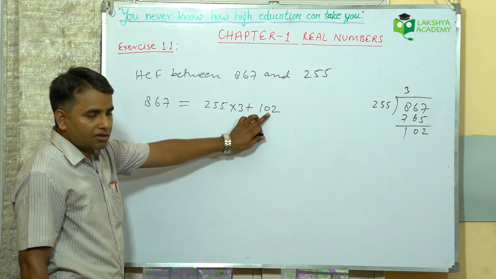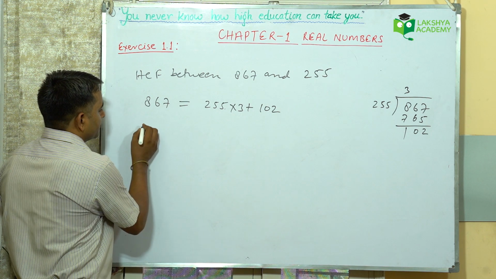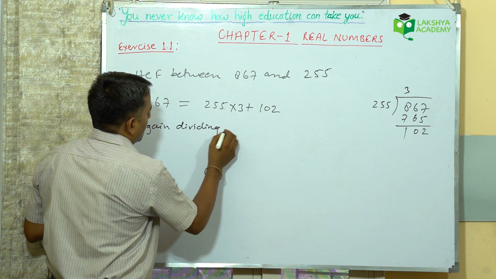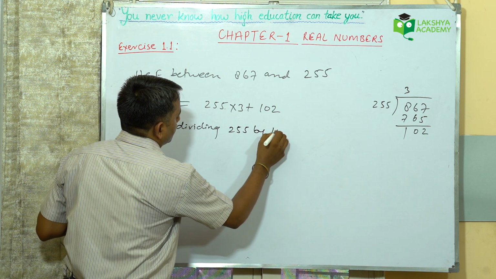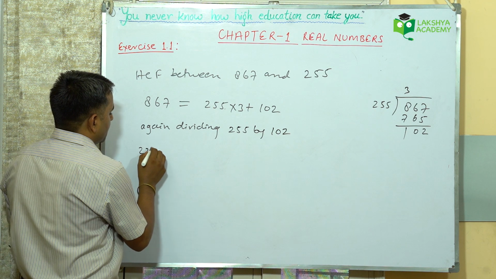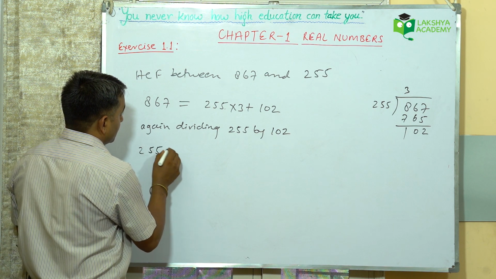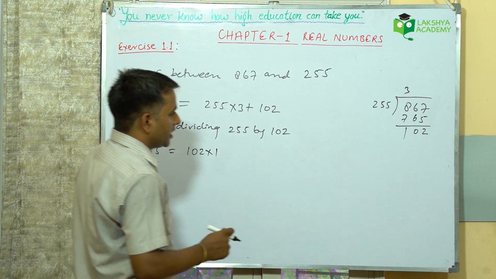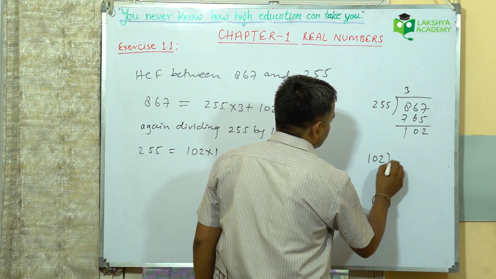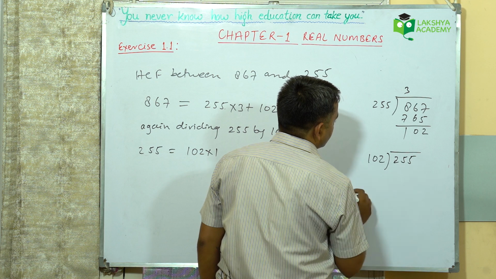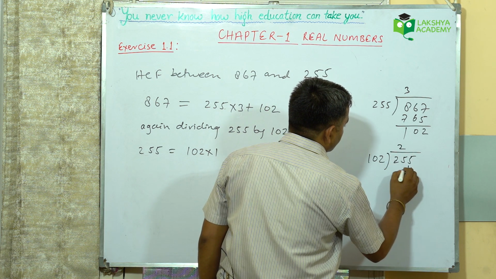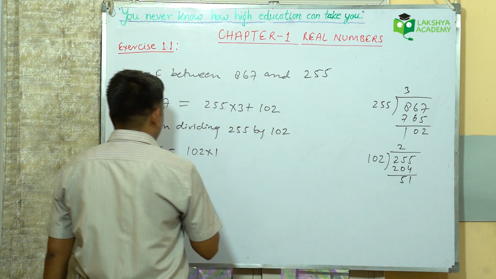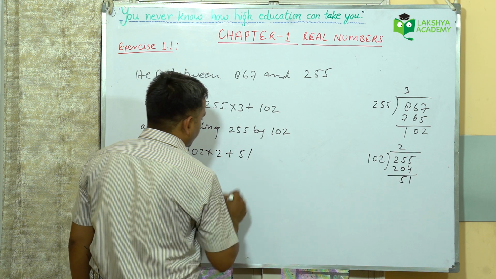Again the remainder is not 0, so we will divide the divisor by this remainder. Again dividing 255 by 102. So 255 equals 102 into 1 times. Then we can divide it separately. 102, 255. So it will go 2 times, 4 and 2. Remainder is 1 and 5. So remainder is 51 plus 51.